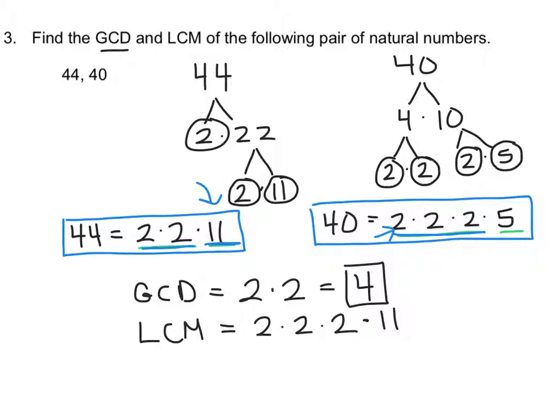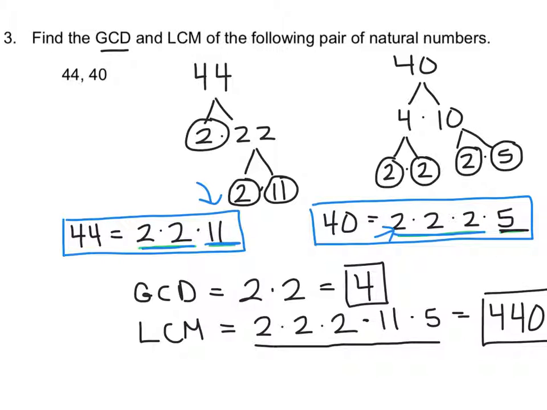Now that I've used all my factors in 44, I'm going to look at the factors in 40. So I already wrote down my 2's, so I'm going to go to the next factor, which is a 5. And the greatest number of times 5 occurs in either number is 1 time. So I'll write down a 5. Now the LCM is found by multiplying 2 times 2 times 2 times 11 times 5. When I multiply all of those numbers together, I get 440. So the LCM is 440.